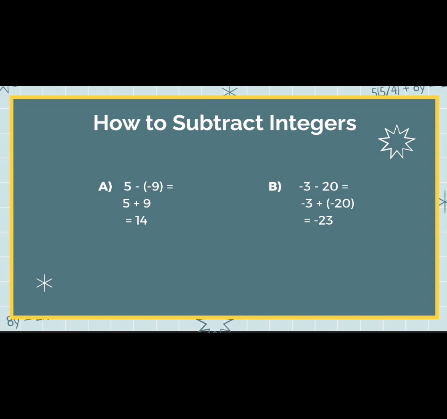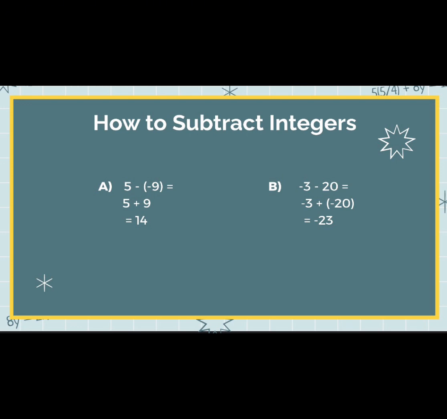Let's move on to number 2, where we have negative 3 minus 20. So let's add the opposite. Negative 3 plus the opposite of positive 20, which is negative 20. So we have negative 3 plus negative 20. Now adding that negative 20, we are decreasing in value by 20. So we are starting at negative 3 and then decreasing in value by 20. That's going to give us negative 23. And negative 23 is our final answer. That's how we subtract integers.